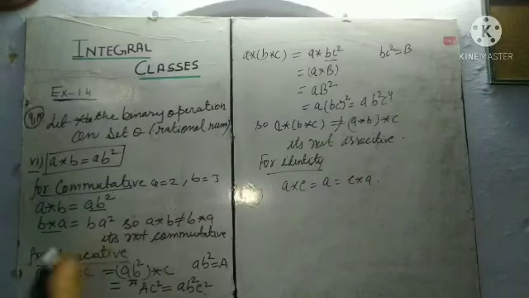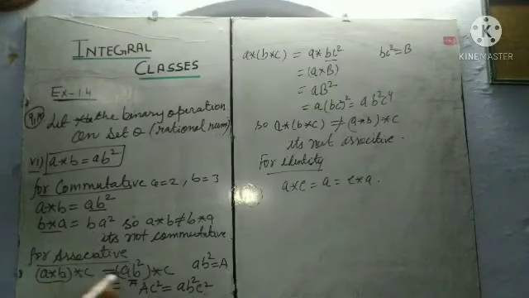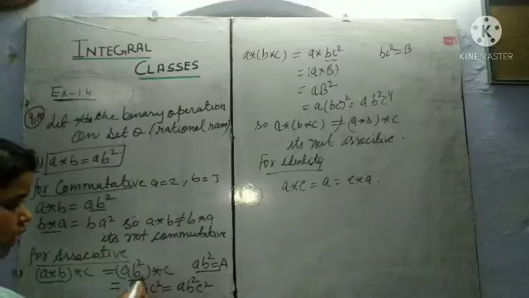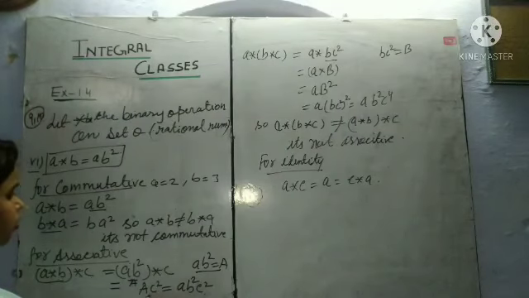Now for associativity, we will apply here again A star B star C. First we will apply A star B, then we will get A B squared. Now let A B squared be equal to capital A. So A star C is equal to what? A C squared. Now put the value, A equal to A B squared. Then we will get A B squared C squared.